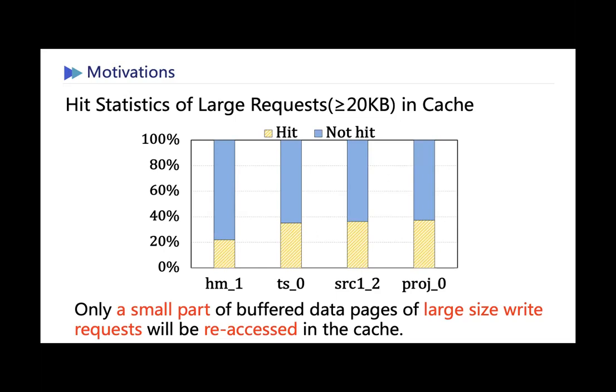Such observations motivate us to design a request set-based cache management approach to not only assign a higher priority for the cached data pages associated with the small size requests, but also abstract how to access the data from large write requests and keep them separately in the cache.